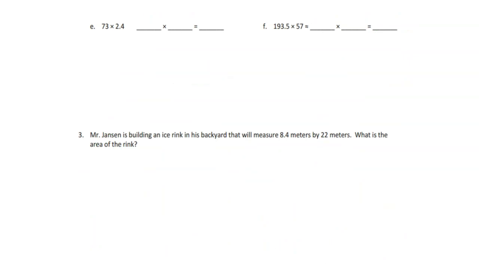So E, we're going to estimate and say this is going to be around 70 times 2. 7 times 2 is 14, so 70 times 2 would be 140. Let's go ahead and put our decimal fraction first. The reason why I do that is because I want to multiply it by 10 and make it become a whole number.